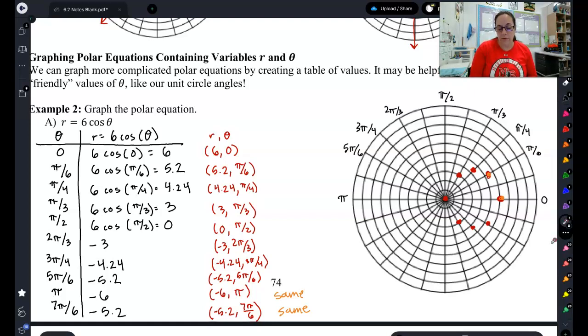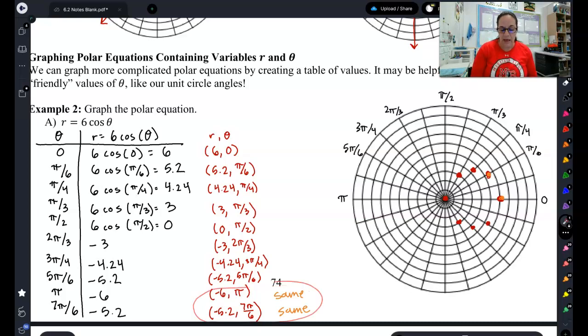It might be helpful to label those so that when we do 2pi/3, we know it's this line, but because it's a negative radius, we go in the opposite direction. So I go to -3 right there. Hopefully that should fix any issues you had with graphing.